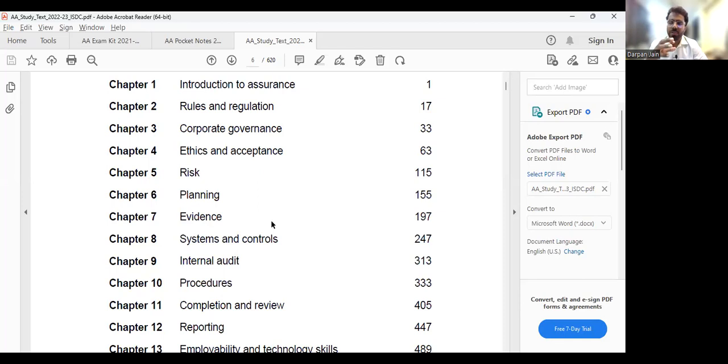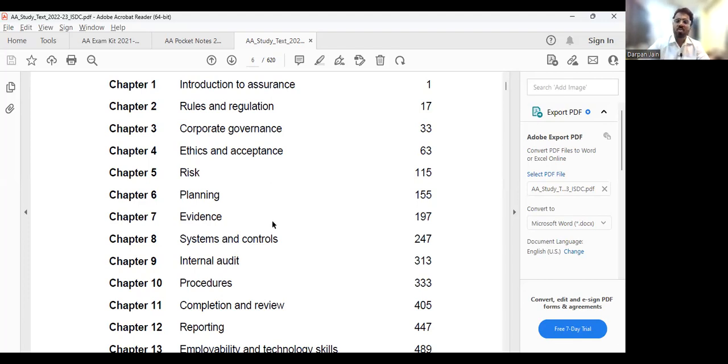Internal audit is a small chapter. It's not a very big chapter, just about 10 or 15 pages. So we will come back to the internal audit chapter if we have time in the last class or tomorrow's class. But right now, let's move to a very important chapter, which is procedures, right?